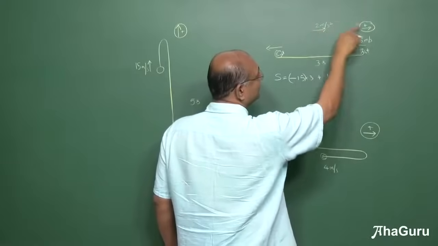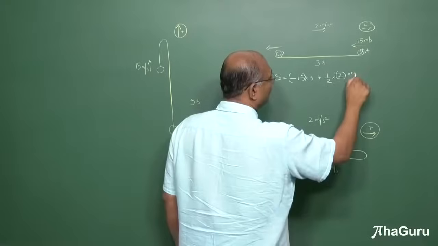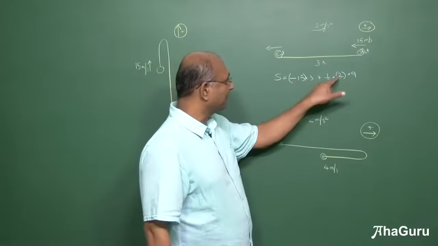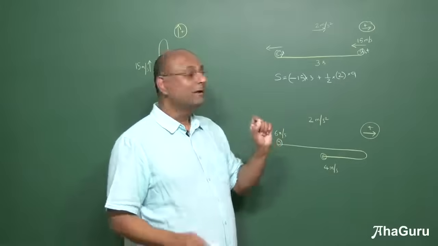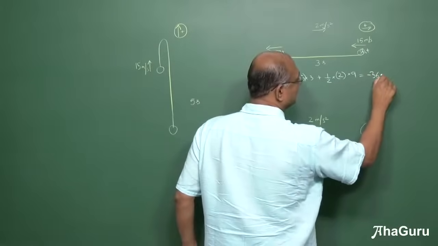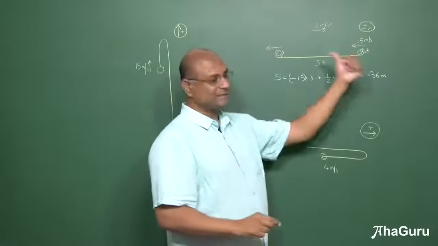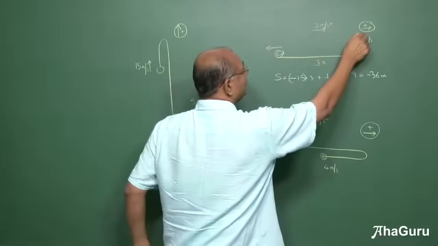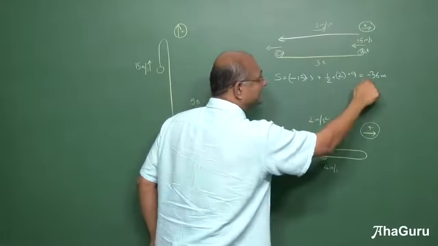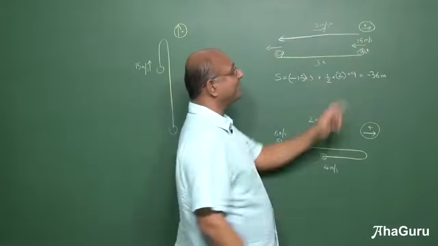Look at the direction, plus. So half into A into t square. Okay. So what is this? Minus 45. This is plus 9. Minus 45 plus 9 is minus 36 meters. What does minus mean? Minus means instead of that direction, it is in this direction. But you know that the displacement is from here to there, 36 meters. Size is 36, direction is minus.